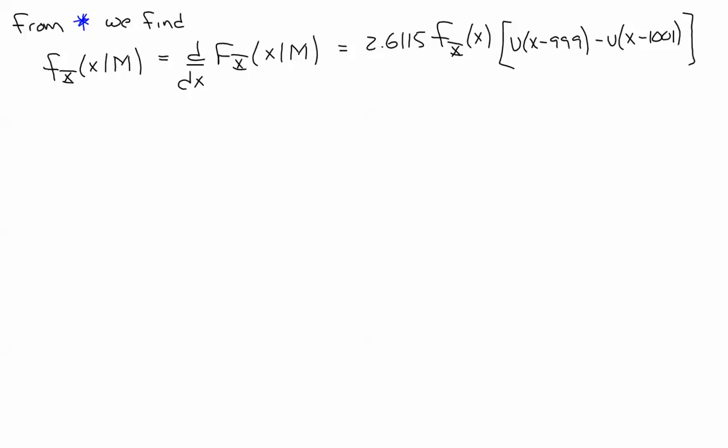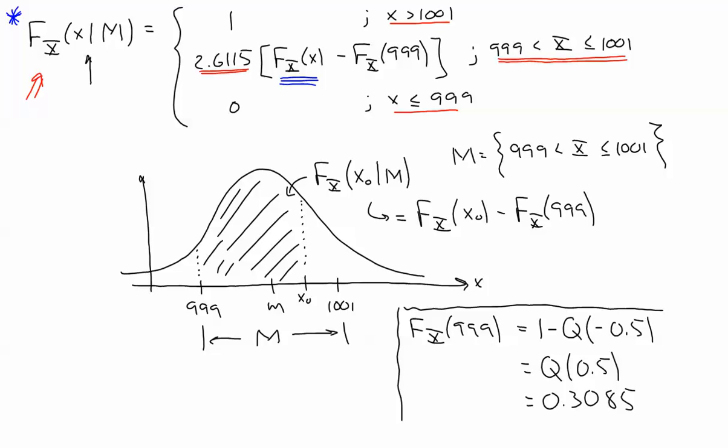The derivative of 1 in the conditional CDF is exactly 0. The derivative of 0 in the conditional CDF is exactly 0. If we go all the way back to this guy, the derivative of 1 is 0. The derivative of 0 is 0. The derivative of that thing is 0.